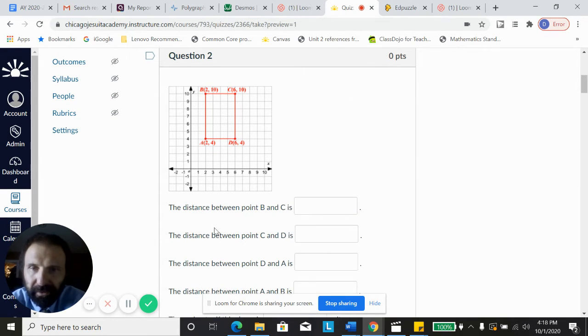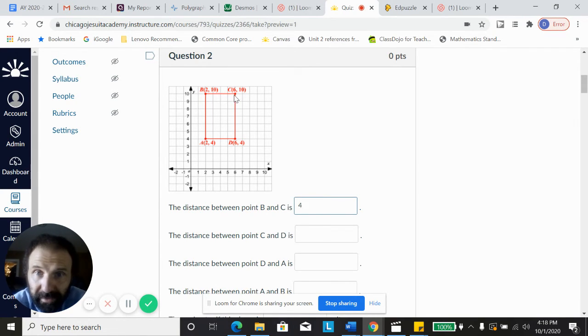So for this one, I want to know the distance between point B and point C. So there's point B and there's point C. So maybe this is an engineering drawing or an architecture drawing. Now, the first thing I do is just count 1, 2, 3, 4 boxes. The other thing I could do is realize, oh, the tens are the same. So I'm just looking for the distance between 2 and 6. And 6 minus 2 is 4.